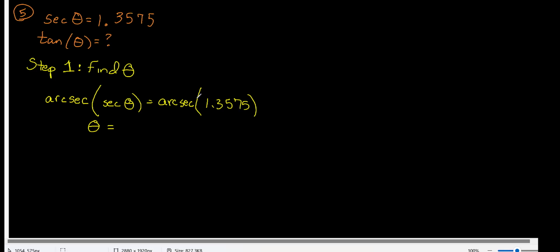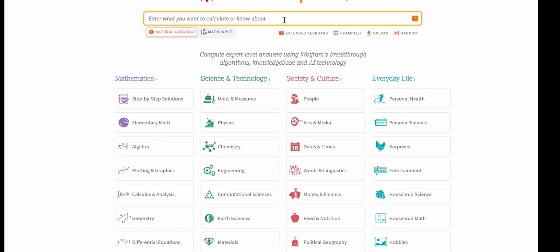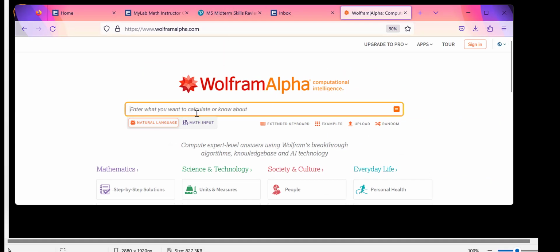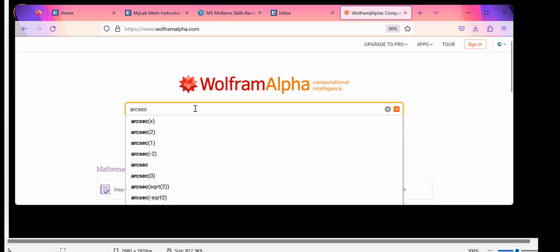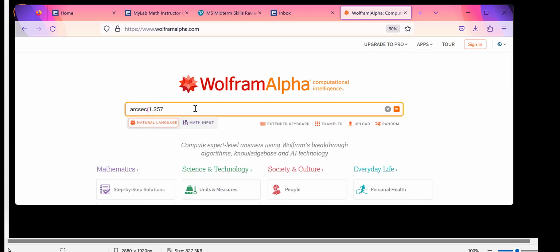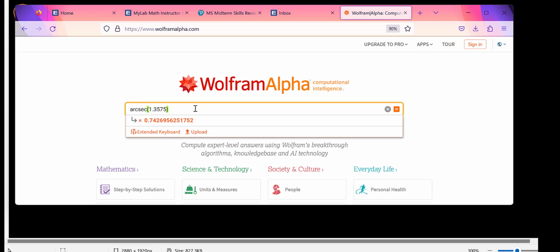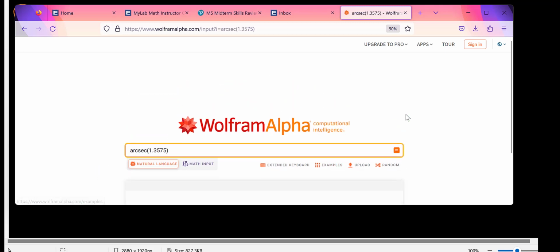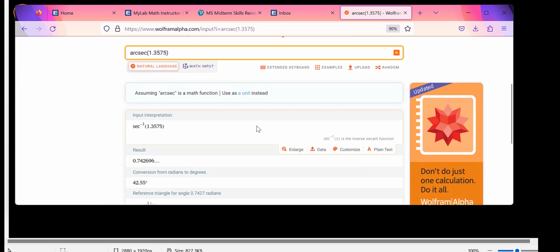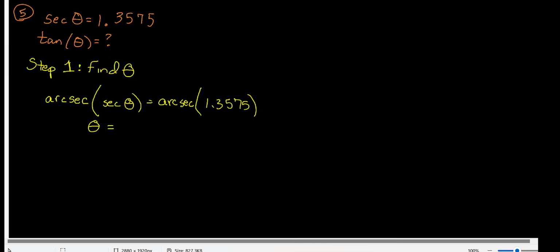And on the right-hand side, we need to type this into technology to figure out what the answer would be. So I came over here to Wolfram Alpha. There's the website. And I'm going to type in arc secant of 1.3575 and hit enter. I'm going to scroll down a little bit. It gave me a result in radians, and then it also gave me a result in degrees. So 42.55 if you want to work in degrees. I'll write that down.